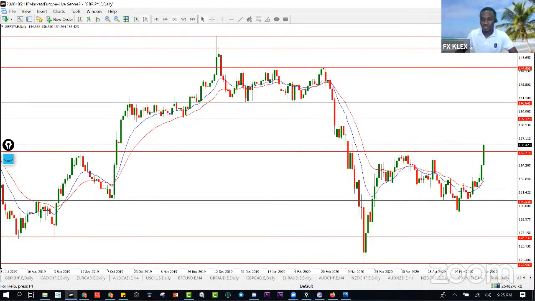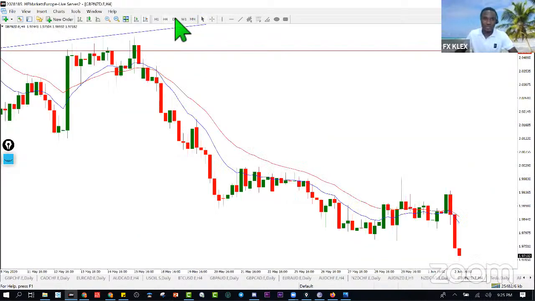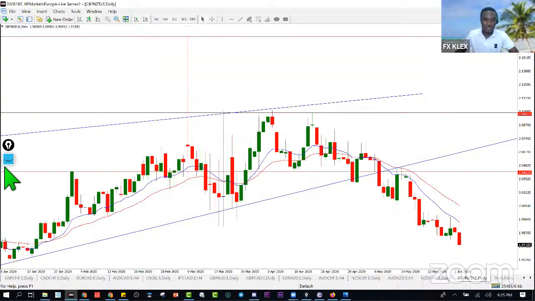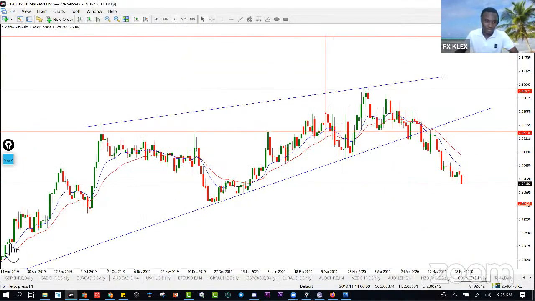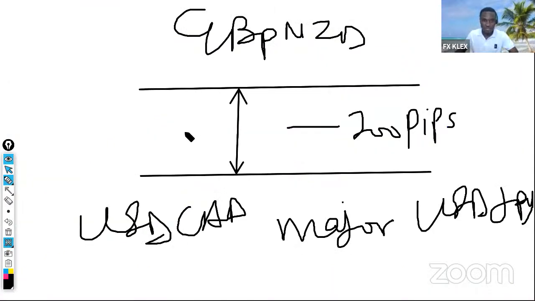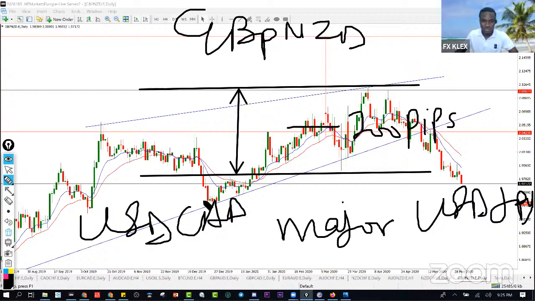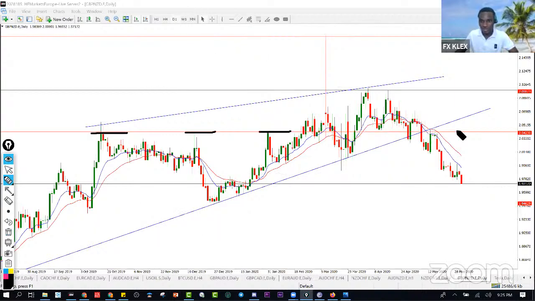Here is the British pound sterling against the New Zealand dollar on my chart. You can see on the daily time frame I have a swing high right here, a swing high there, another swing high there, and another swing high there. I have a swing low right there, another swing low there, and a swing high right there.